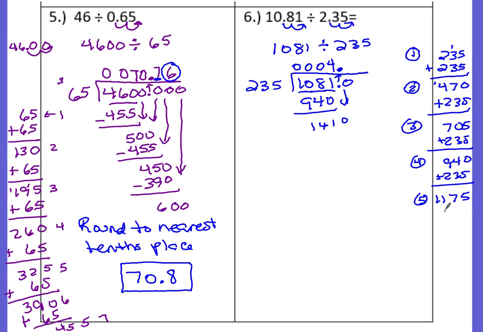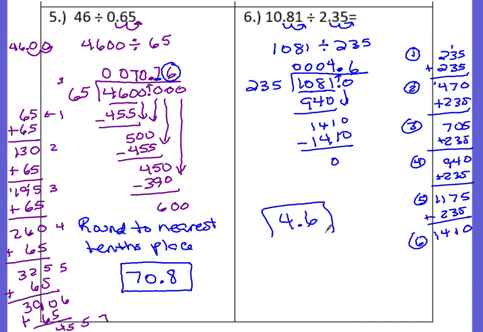Let's add another 235. It's going to be 10, carry 1, 10 plus 1 is 11, 2, 3, 4. That's 1,410. That makes 6 of them. Oh, that's perfect. That's exactly what we need. So 6 of them, which is the 1,410. Now we have a 0 remainder. We're done. So our answer is going to be 4.6.